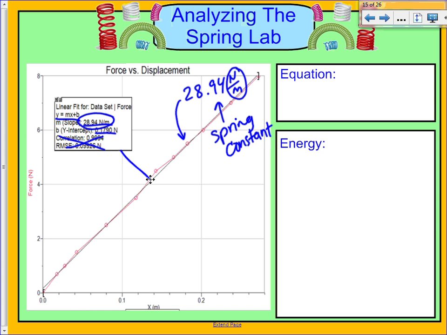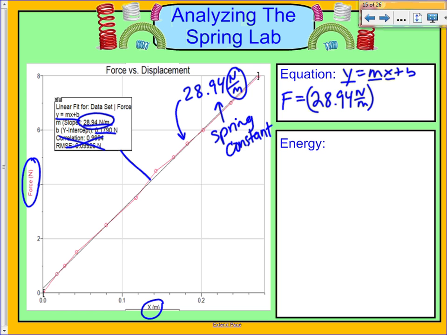Now, what if I wanted to make an equation for this line? Well, the equation is going to come from the form y equals mx plus b. The y value is force, so I'm going to replace y with F. My slope is the 28.94 newtons per meter. The x is my displacement, so we're going to leave that x. And then my y-intercept is 0.179.